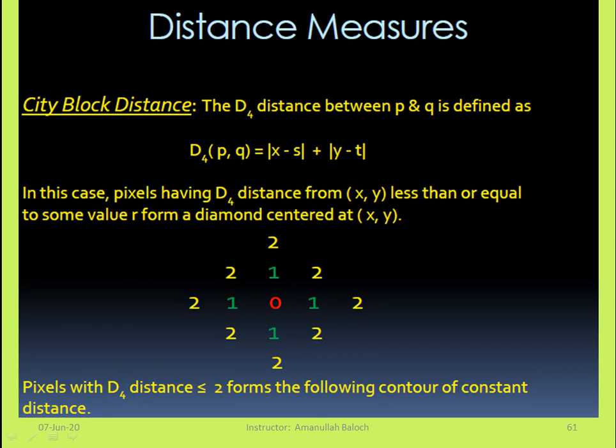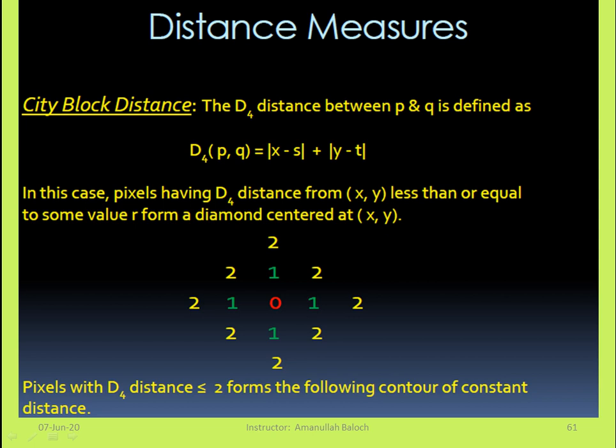Next, distance measure: city block distance. Why do we call it city block distance? Because in a city there are different flats and blocks, and we move along the sides of the blocks to go from one position to another. Here we will move either horizontally or vertically, so it is called city block distance. The D4 does not mean diagonal 4. It means distance of 4-adjacency.